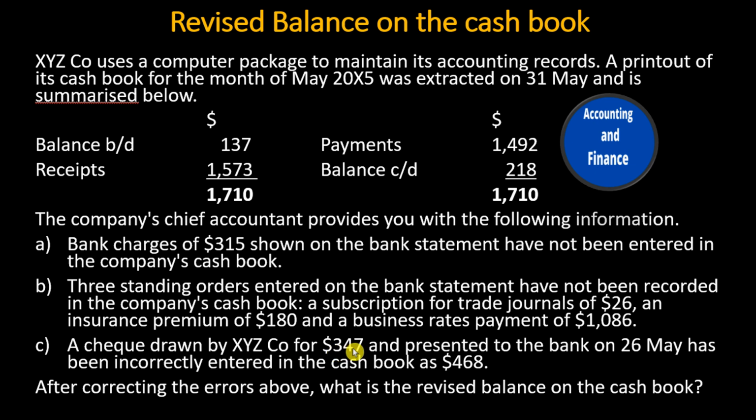C. A check drawn by XYZ Co. for $347 and presented to the bank on 26 May has been incorrectly entered in the cash book as $468. After correcting the errors above, what is the revised balance on the cash book?